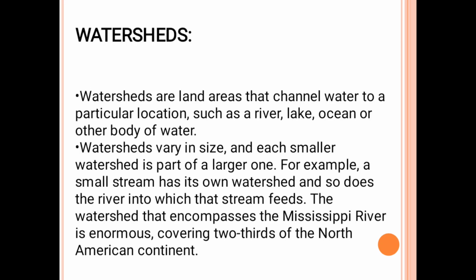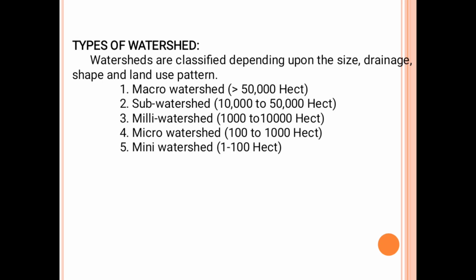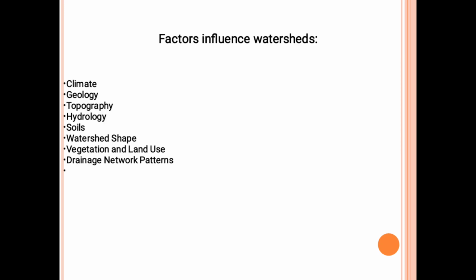Watersheds. Watersheds are the land areas that channel water to particular bodies such as rivers, lakes, oceans and other bodies of water. Watersheds vary in size and each smaller watershed is part of a larger one. For example, a small stream has its own watershed and so does the river into which the stream feeds. The watershed that feeds the Mississippi River is enormous. Types of watersheds: macro watersheds, sub watersheds, milli watersheds, micro watersheds and mini watersheds.